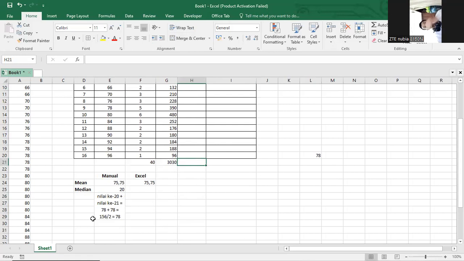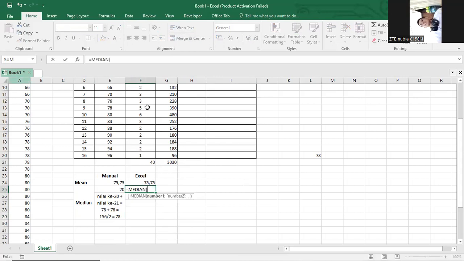Okay. After we know the manual way, we do it the Excel way. And finding it in Excel is very easy. We just type median, and block all the data in column A. And the value is 78. It's the same. And the last one is mode.